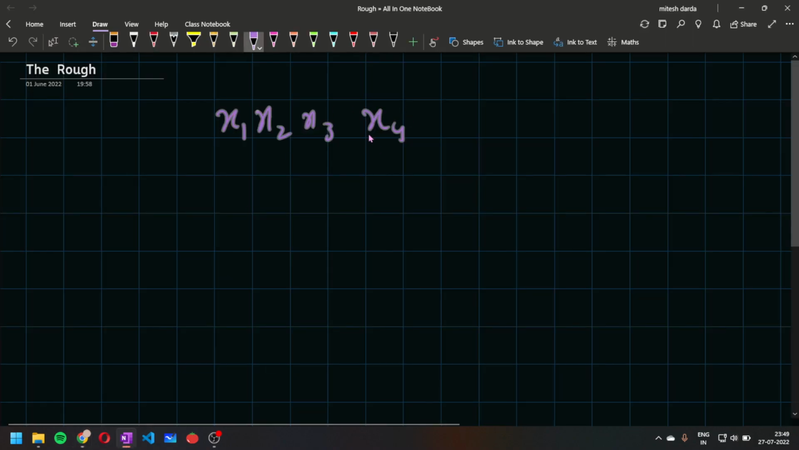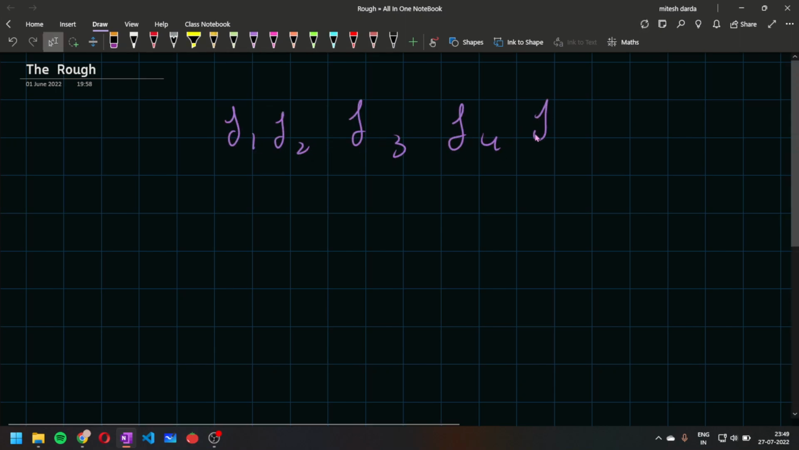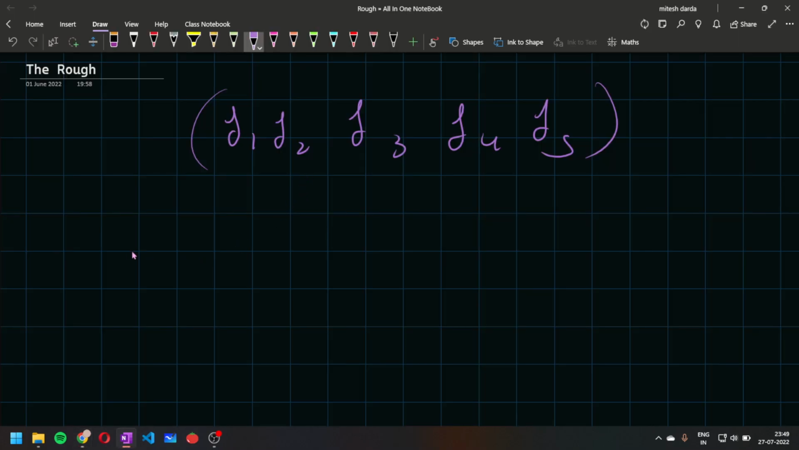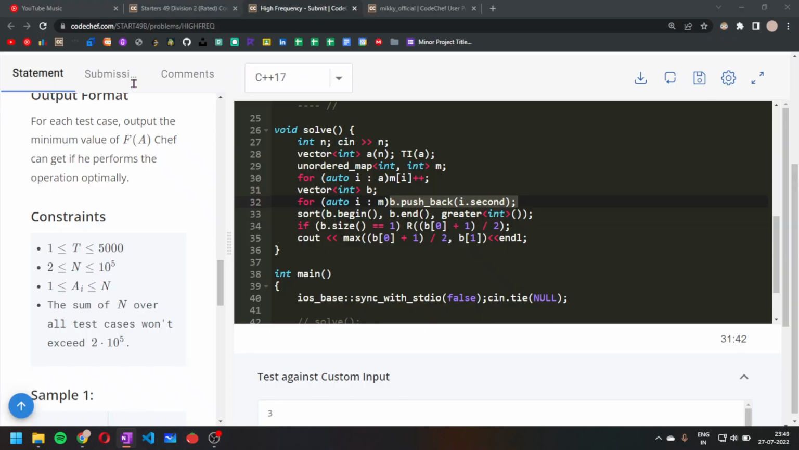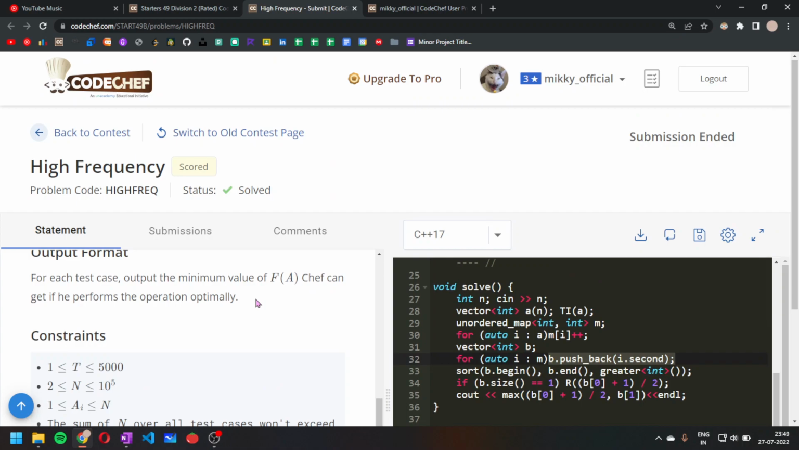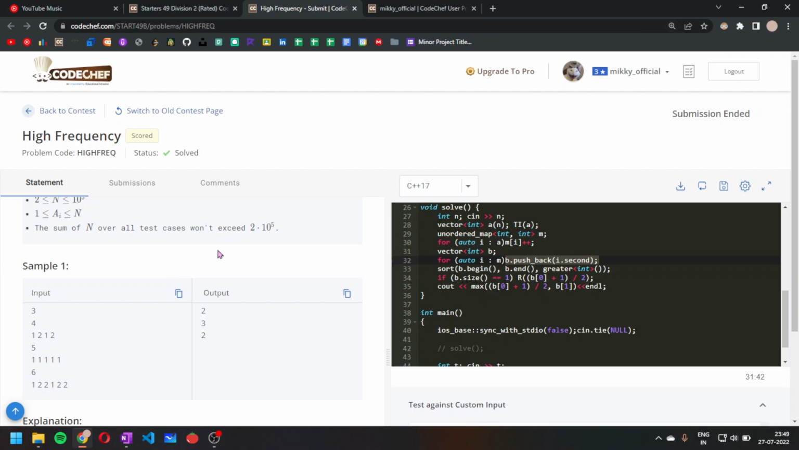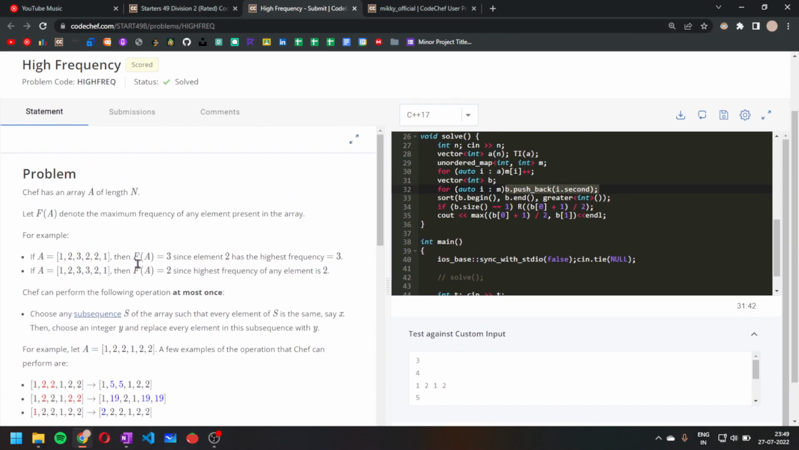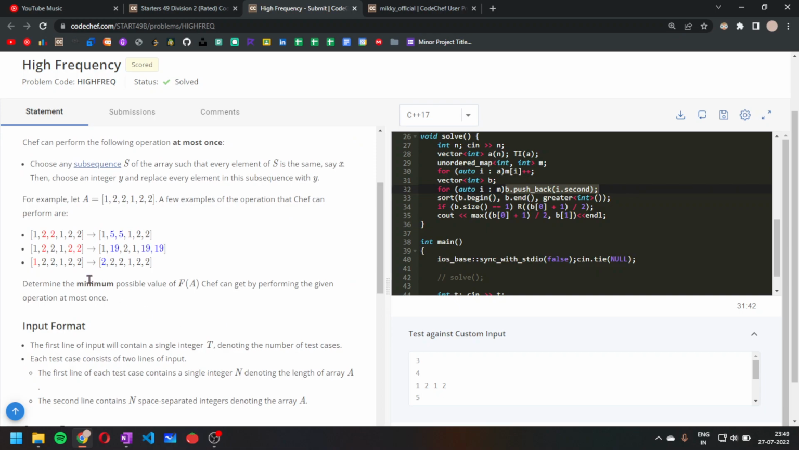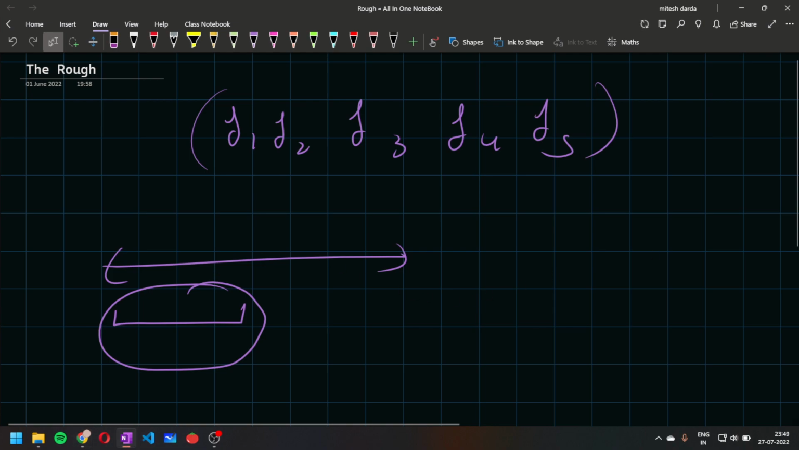So let's say all of these frequencies look something like this: F1, F2, F3, F4, and F5. And what we want is, we have an array, and we want to take a subsequence and change its value such that f of a gives us the minimum possible value. We have been given here to determine the minimum possible value of f of a. So we want to do this.